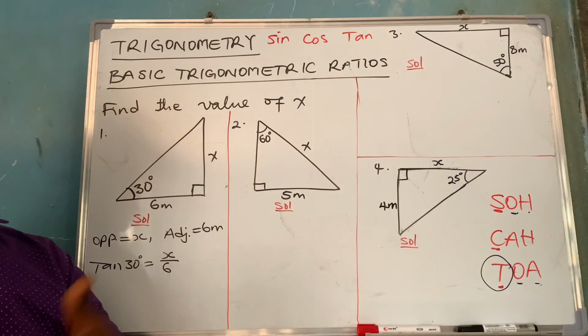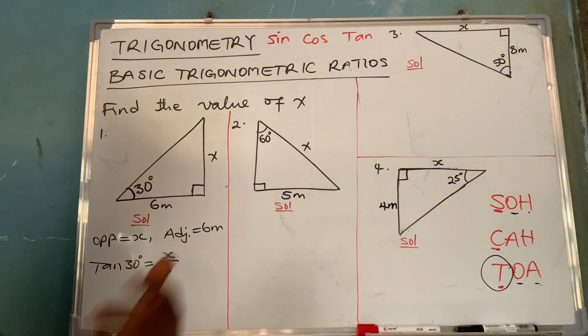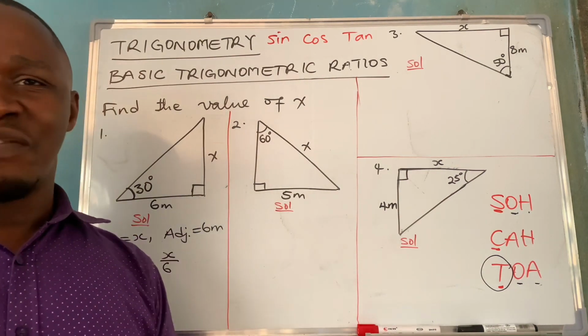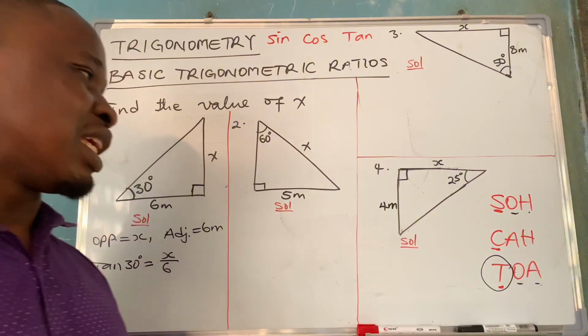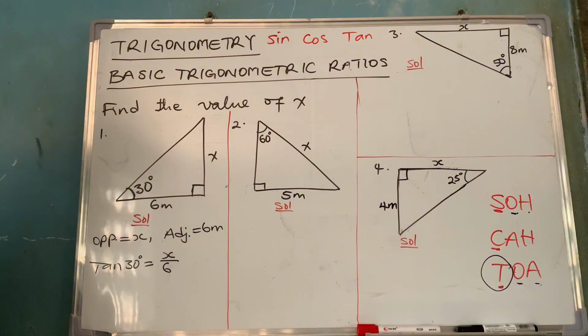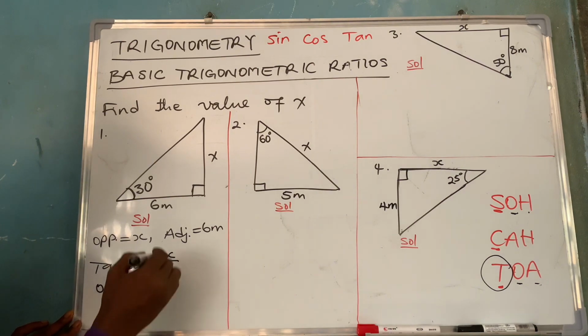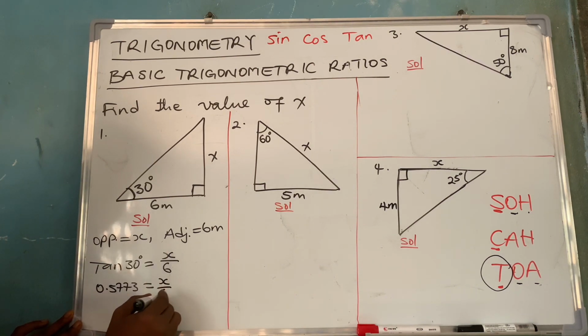Depending on the level that you are, if you are still in the junior level, you can apply the four-figure tables or the logarithmic tables. But if you are now dealing with advanced mathematics, you can gently use the calculator. So what do we have for tangent of theta? 0.5773. So 0.5773 is equal to x over 6.